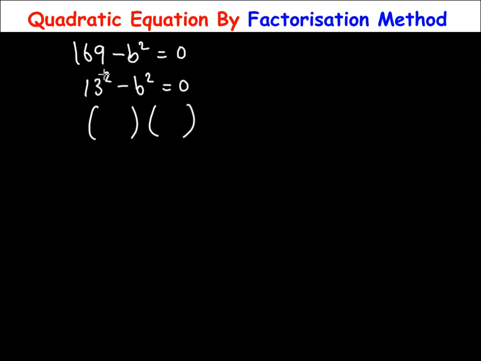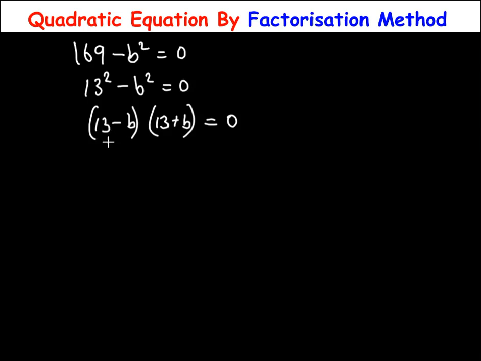The second example is 169 minus b squared is equal to 0. What you have right here are perfect squares. 169 is a perfect square, so it can be written as 13 squared minus b squared is equal to 0. Now this looks like a difference of two squares. So you open two brackets, and the square root of 13 squared is 13, and also the square root of b squared is b. Then put your signs plus and minus, is equal to 0.